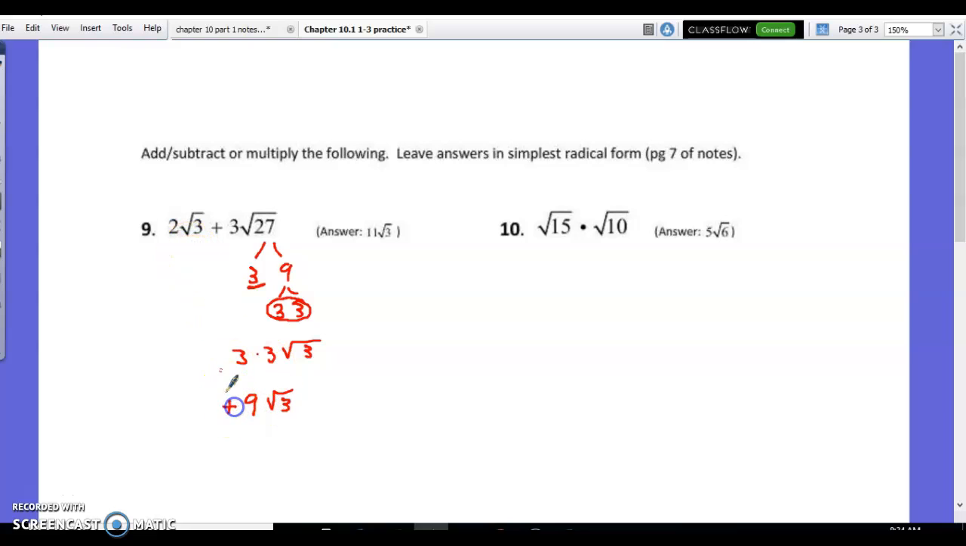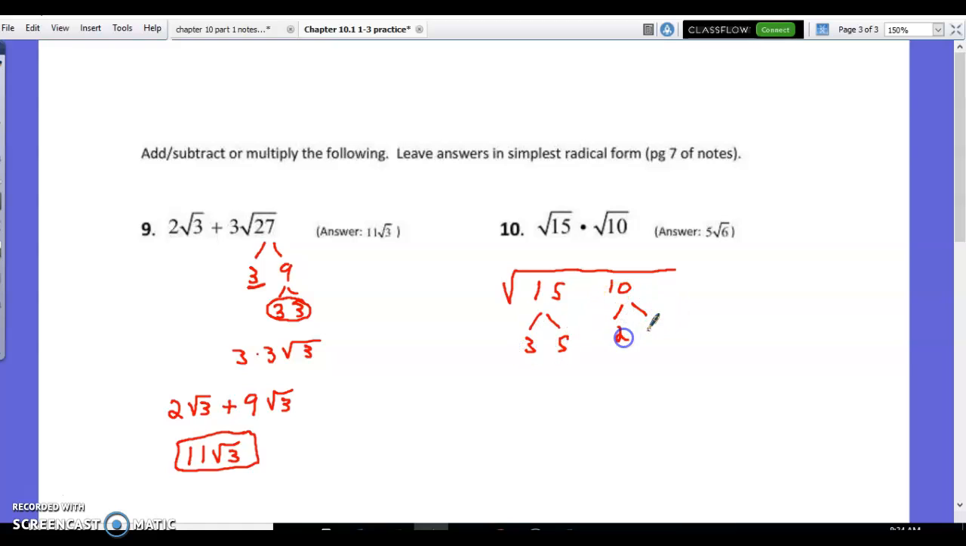And we're adding that to 2 root 3 because that's already broken down. So since they both have a root 3, 9 plus 2 is 11, root 3 as my final answer. So it's just like combining like terms. All right, number 10, now we're multiplying. So the way we did this is we put these both under the same radical. So we have a 3 and a 5, 2 and a 5, and again, use your calculators to help you divide.